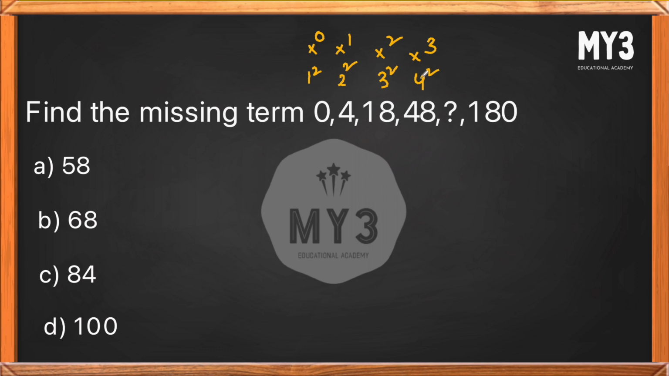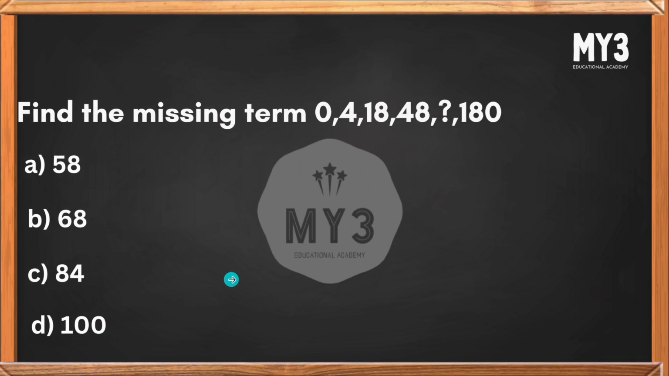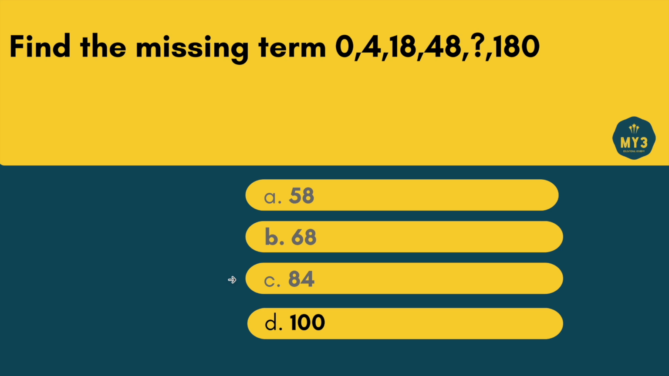So the next term will be, so that means n square into n minus 1 is a pattern which is followed. So after 4 square, 5 square into 4 should come. 5 square is 25, 25 into 4 will give the same result, which is equal to 100. You can mark it as option D. Answer for the question is option D here.